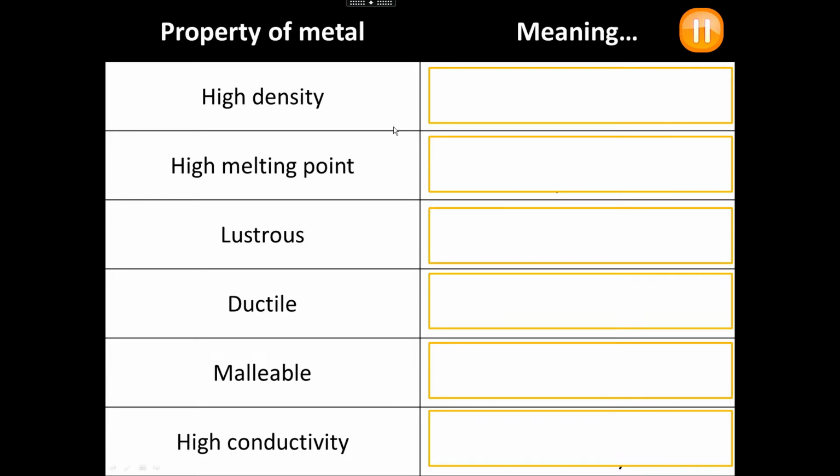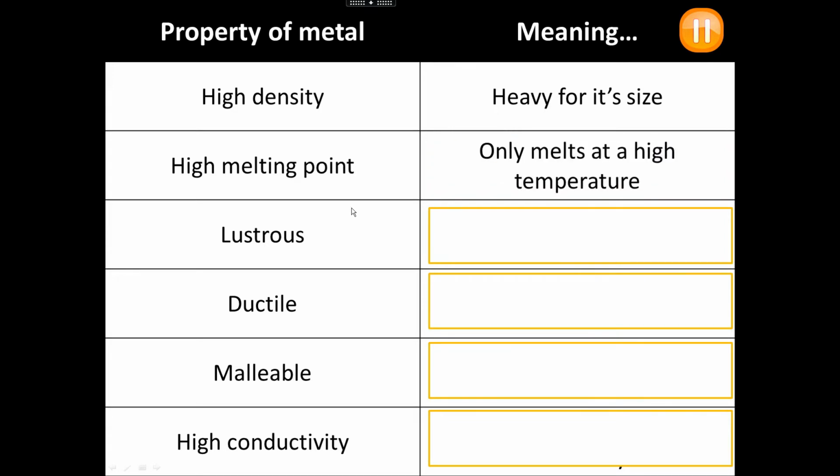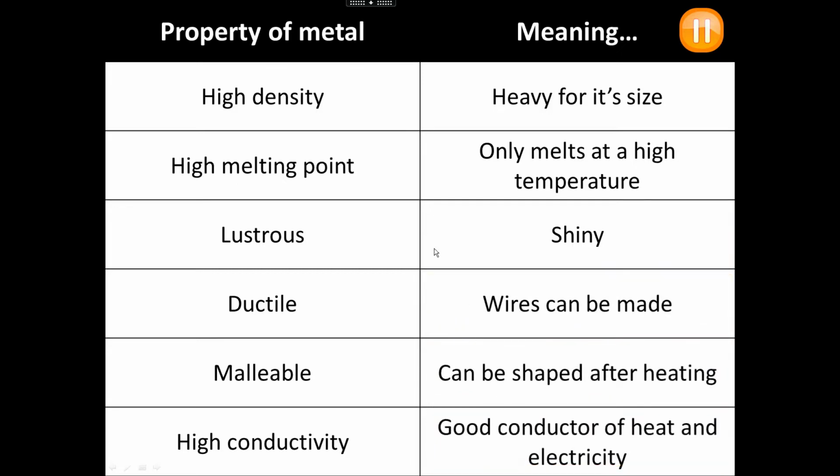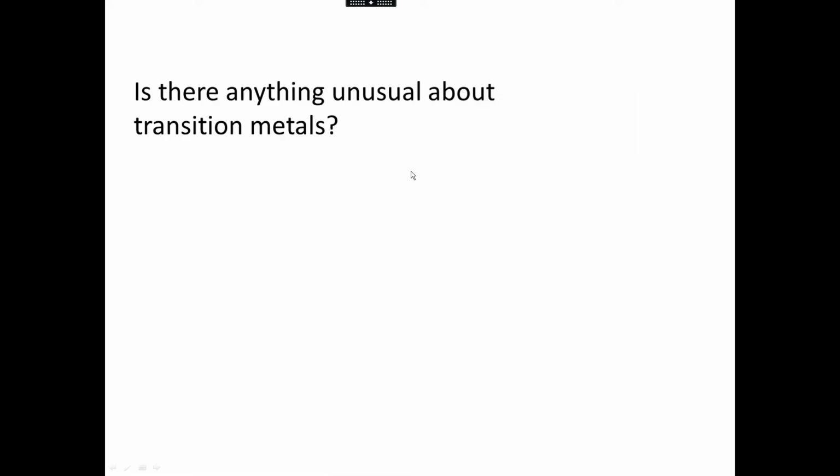Obviously, this is a repeat from lesson 2 of this topic. High density, heavy for its size. Really, it means mass per volume, the number of grams per centimeter cubed, or sometimes the number of grams per litre. High melting point, only melts at high temperature. Shiny, wires can be made, can be shaped after heating. Good conductor. These are the physical properties of transition metals: high density, high melting point, shiny, ductile, and malleable, high conductivity.